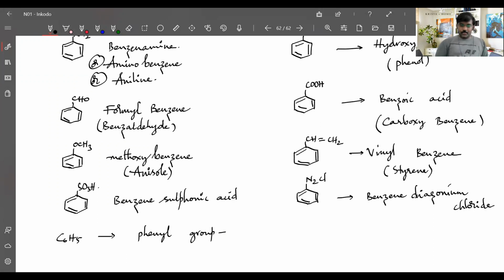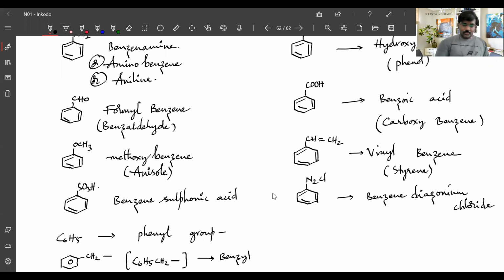Sometimes what we'll attach is like this: on the benzene ring, there will be a CH2 group, and the attachment is on the CH2 group. You can write it like this: C6H5CH2. The attachment is with CH2. This particular group we call a benzyl group.